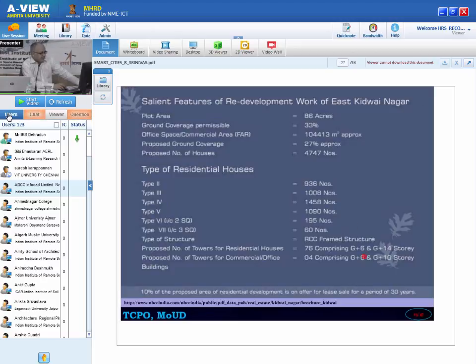And this is one of the important projects of the National Building Construction Corporation, which is implementing this project. And these are the details of the redevelopment, like plot area 86 acres, permissible ground coverage 33%, office space. In fact, to ensure the sustainability of the project, it is also going to create office space and commercial area. Almost 1 lakh square meters would be devoted to commercial and office space, where the Directorate of Estates can generate a lot of revenue. And the proposed number of houses is around 4,747. So this has been divided into various types of residential quarters.